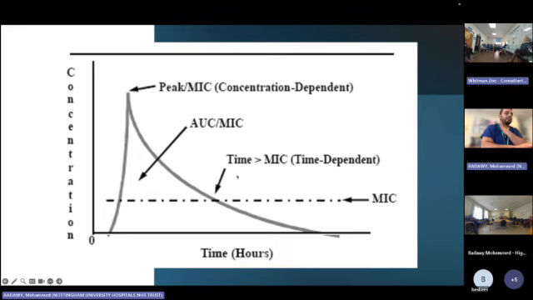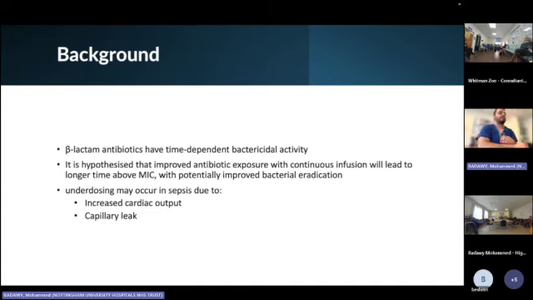Beta-lactams follow time-dependent killing, which means that they need to stay for as long as possible above the minimum inhibitory concentration of the bacteria to exert the most killing. So the background of the study is that beta-lactam follows the time-dependent bactericidal effect. And theoretically speaking, if we manage to get the beta-lactam levels in the blood above the MIC for as long as we can, this might improve the outcome or improve the bacterial killing.